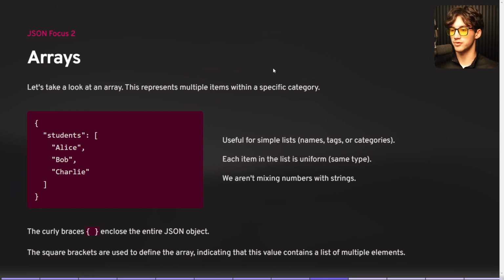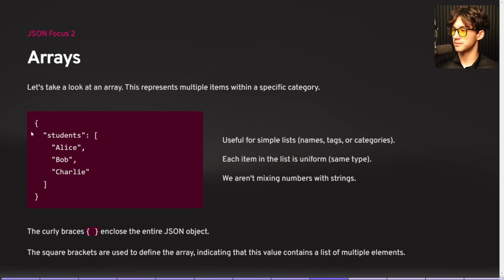Now, this setup is useful for simple lists, whether you're listing names, listing tags, or listing items within categories, and each item in the list is uniform, so it's usually the same type. You're not going to mix values here. That's what I said down here, actually. We aren't mixing numbers with strings or Booleans with strings or strings with Booleans, right?